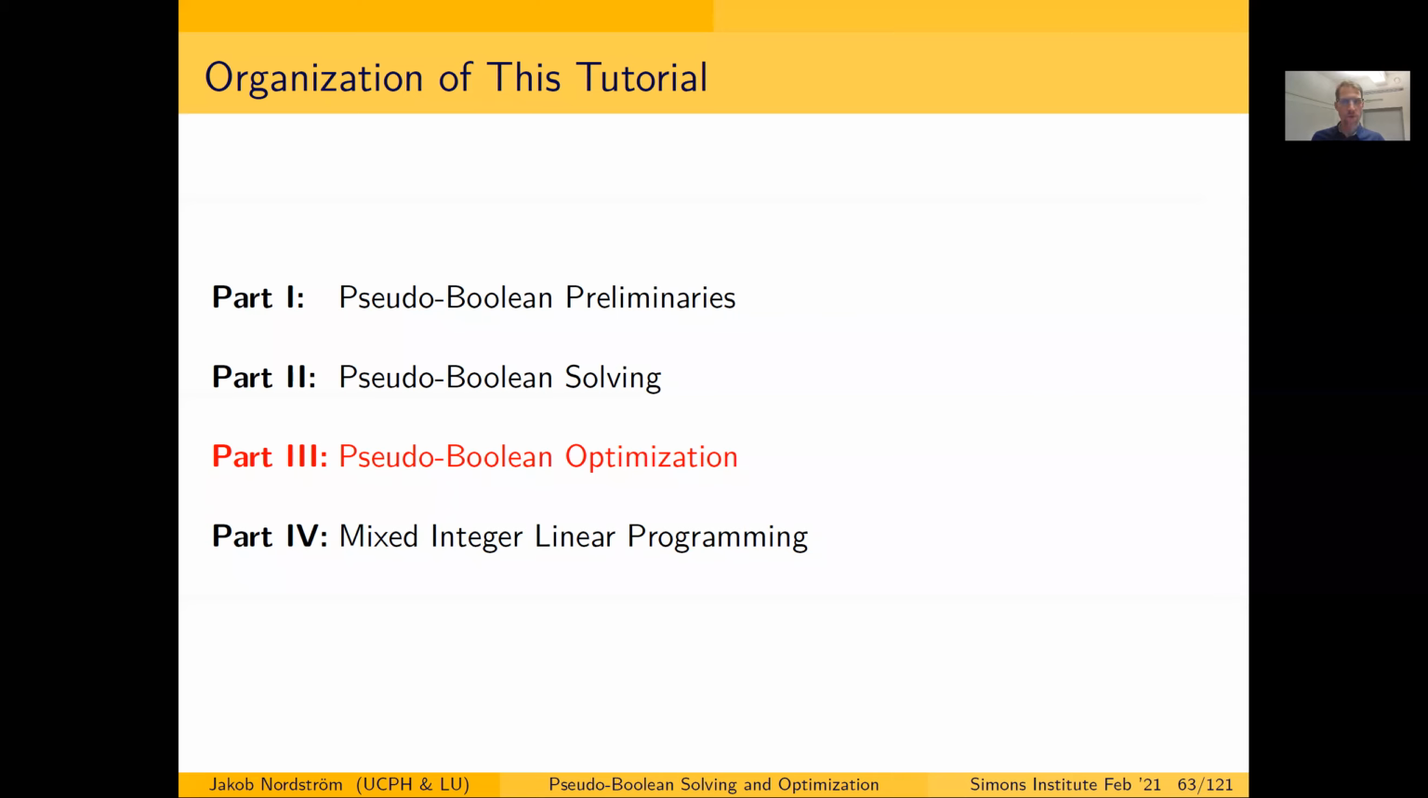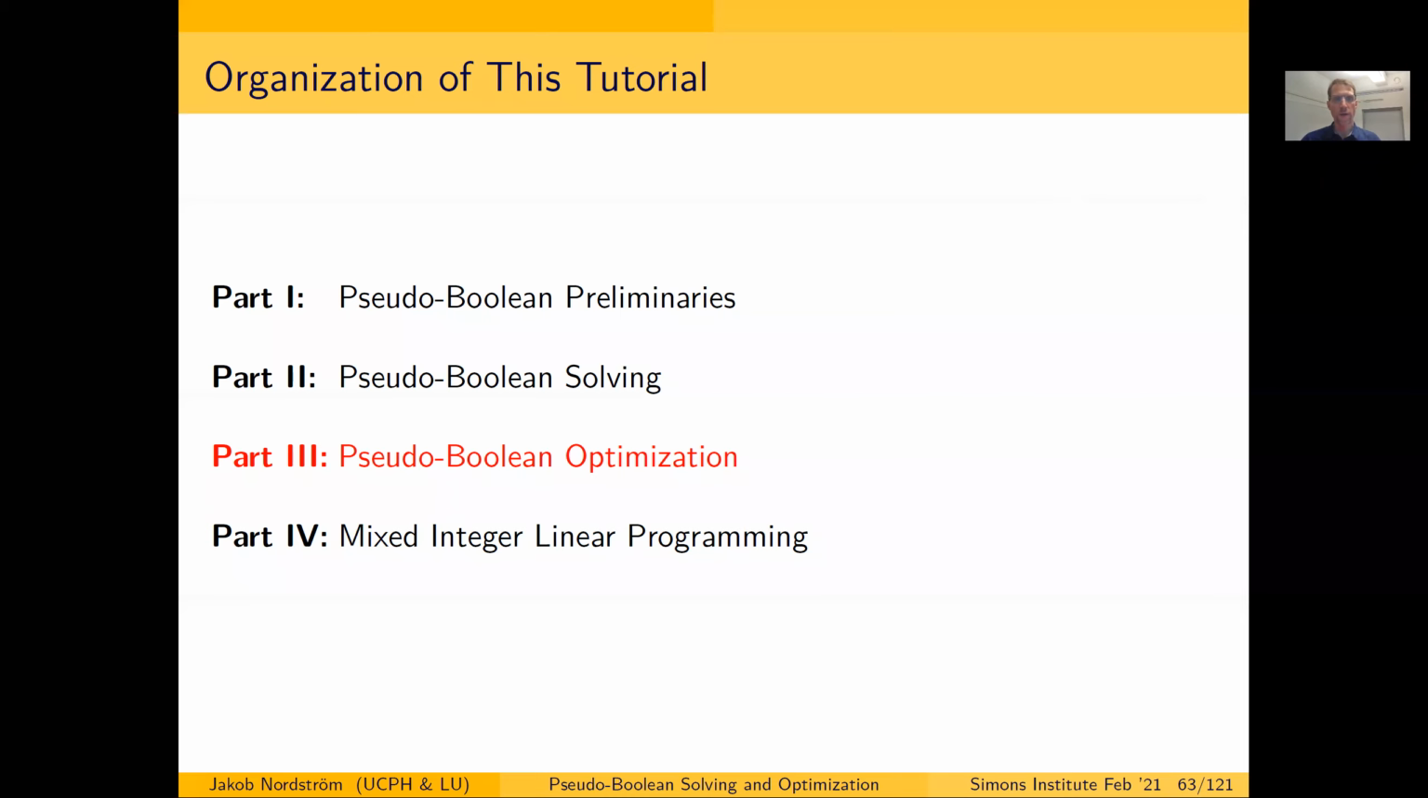Welcome to this tutorial on pseudo-Boolean solving and optimization, which is part of the bootcamp for the Satisfiability: Theory, Practice and Beyond program at the Simons Institute for the Theory of Computing. So we have reached part 3 of this pre-recorded tutorial.